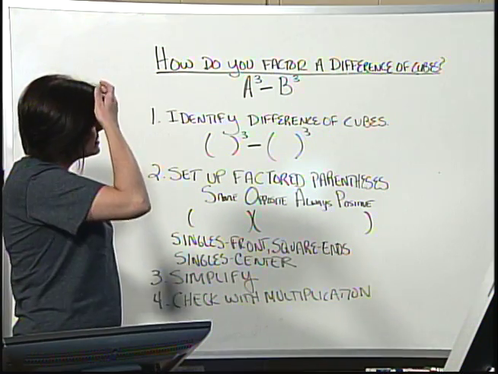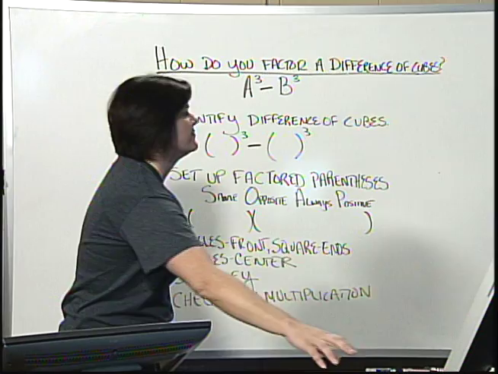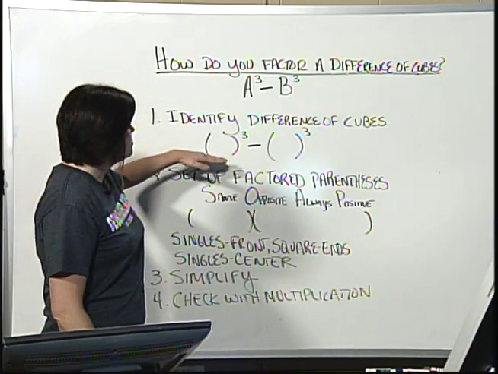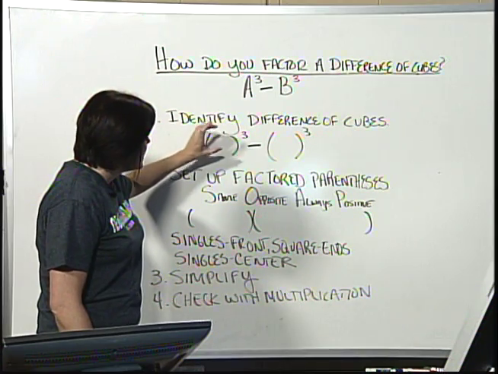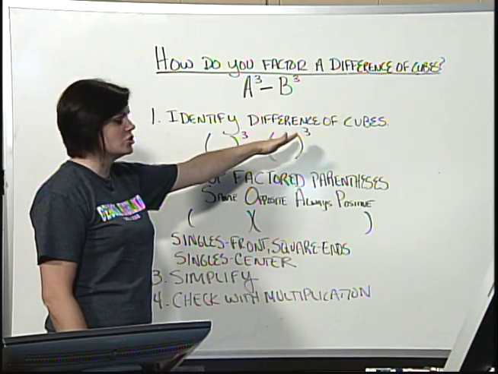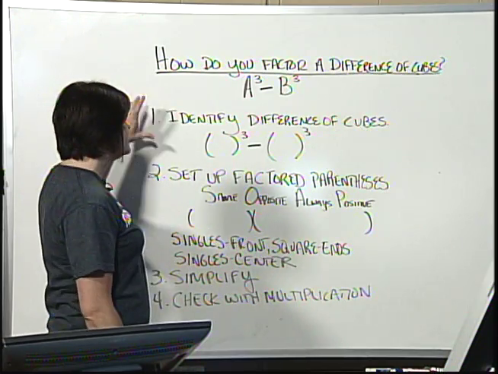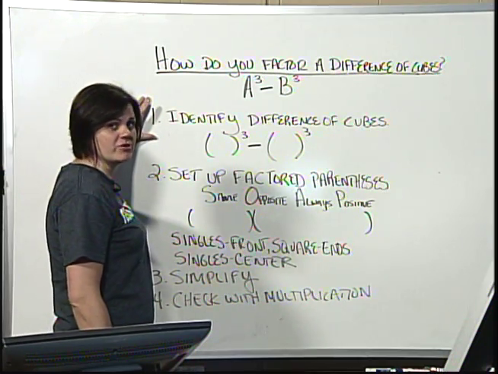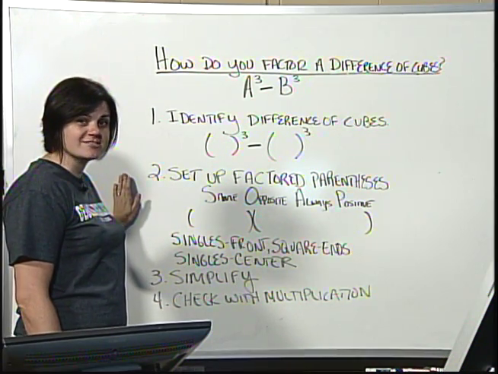The first step is to identify that your binomial is actually a difference of cubes, so that you can place each monomial or integer into your parentheses and cube it to get the same binomial that you began with. Once you've identified that your binomial is actually a difference of cubes, you can move into the factoring process.